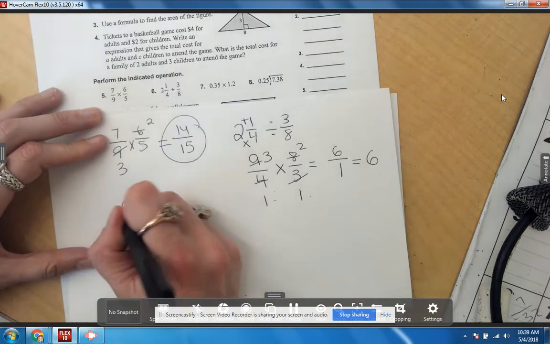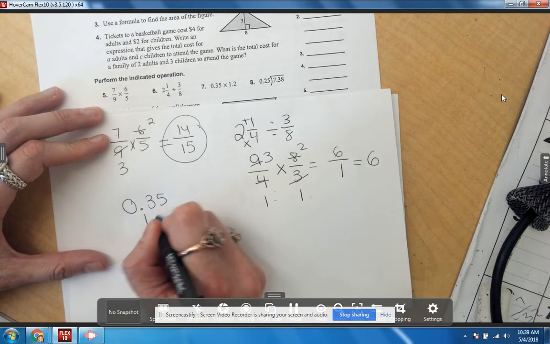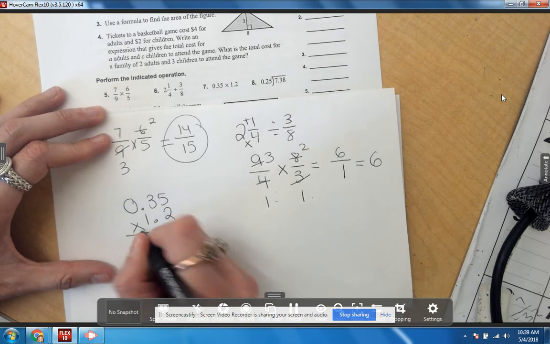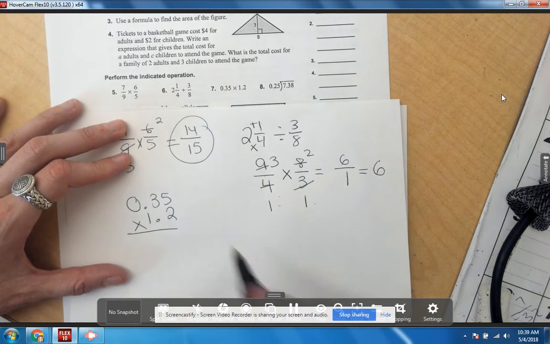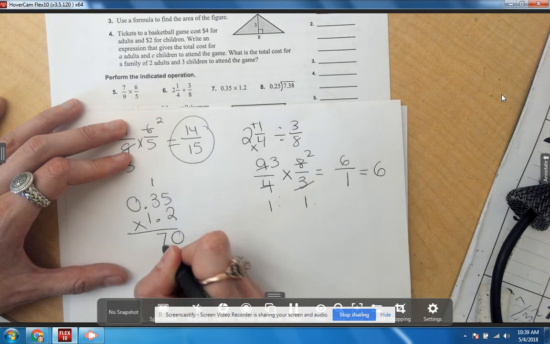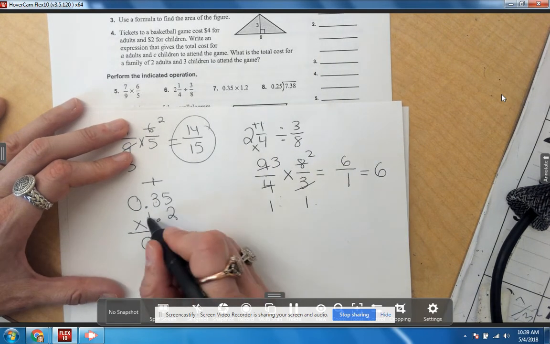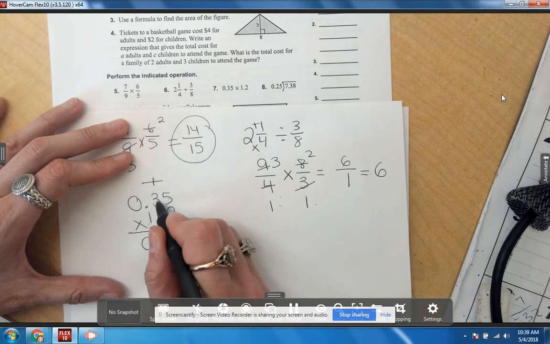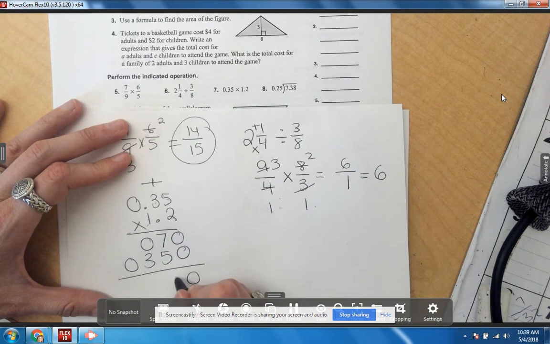Number 7, when you are doing these, it does not matter. You do not have to line them up. I always put the one with the most digits on the top, and then I just slide the bottom one to the right so that it looks like regular numbers. 2 times 5 is 10. 2 times 3 is 6, plus 1 is 7. 2 times 0 is 0. Start my next row with a 0. 1 times 5 is 5. 1 times 3 is 3. 1 times 0 is 0. Add these rows together.